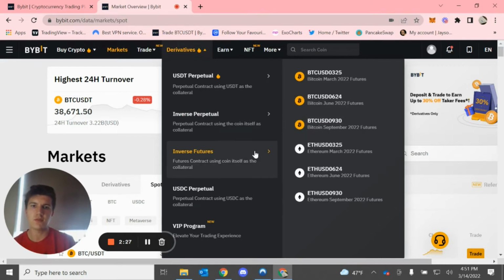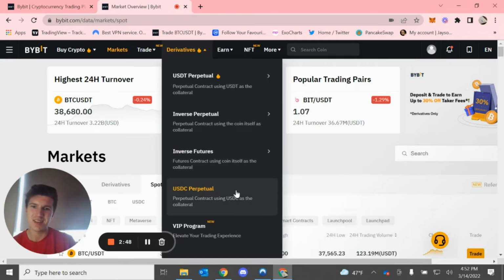Then you got inverse futures. Futures is really just predicting the future price of a market, pretty much. I personally don't really trade futures, but maybe I'll trade futures in the future. But I don't know. And then this is USDC perpetual. So you earn more USDC and use that as collateral in margin. And so it's just a payout in that sense.